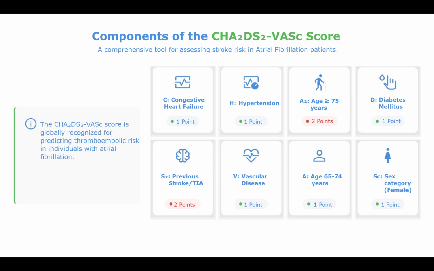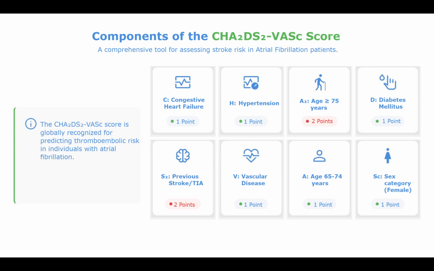C stands for congestive heart failure, or more specifically, evidence of left ventricular dysfunction. This factor contributes 1 point to the overall score. H represents hypertension, defined either as a documented history of high blood pressure or the patient currently being on treatment for it. This also adds 1 point.